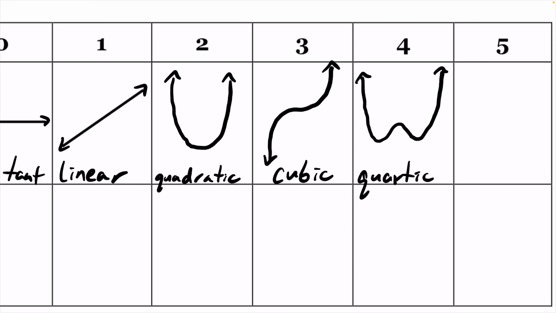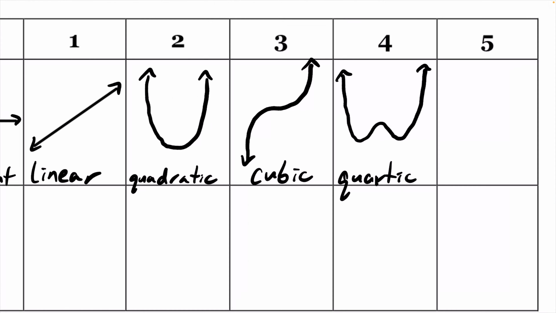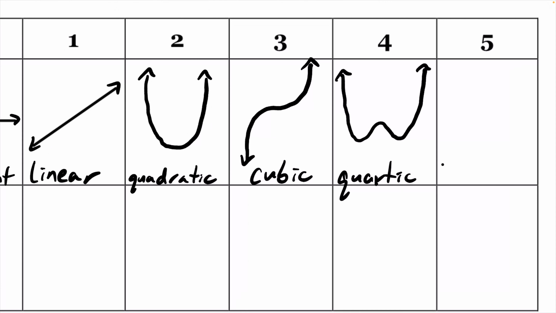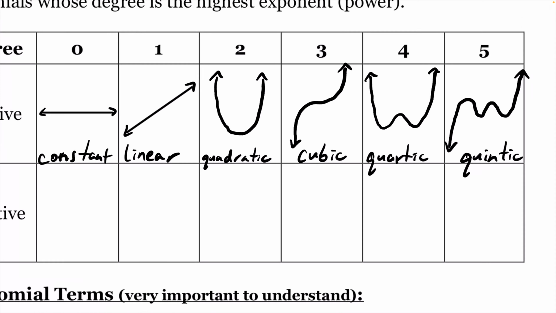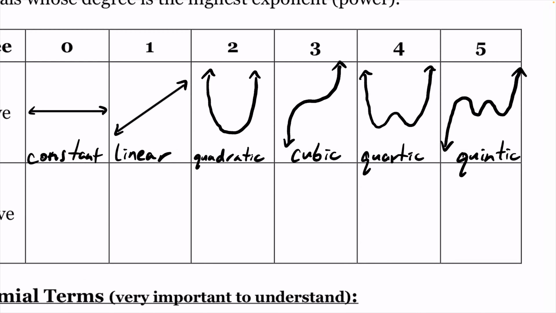Okay? And then the last one, actually, it keeps going, 6, 7, 8, 9, it goes to infinity. But I stopped at 5 just because you kind of get the idea. So the last one that we're going to look at is called a quintic. That one looks like this. And it's called quintic. There's an infinite number of degrees. But this kind of gives you a good picture. Look at the pictures, not the names, the pictures.